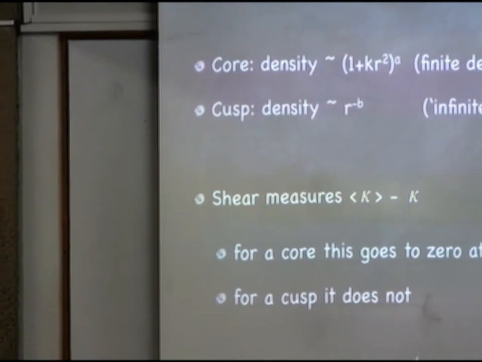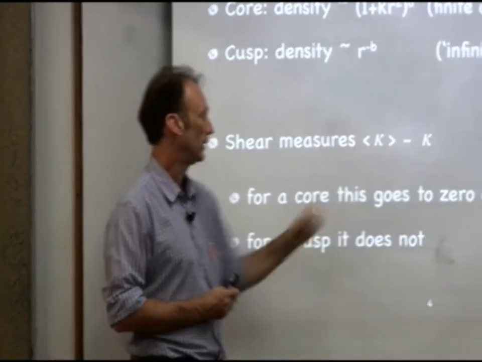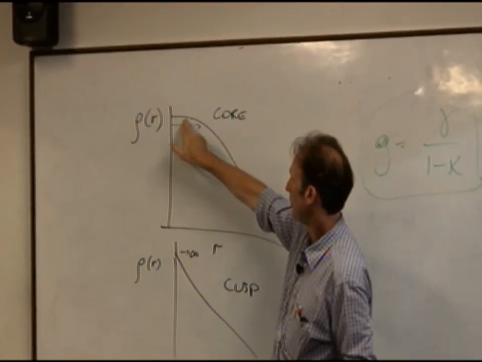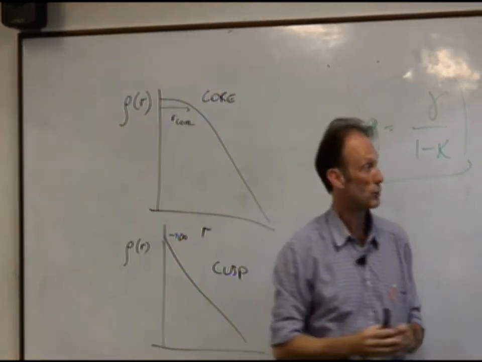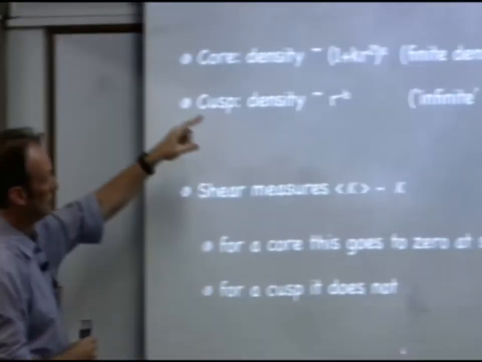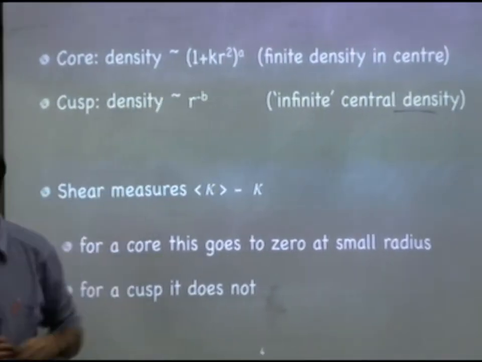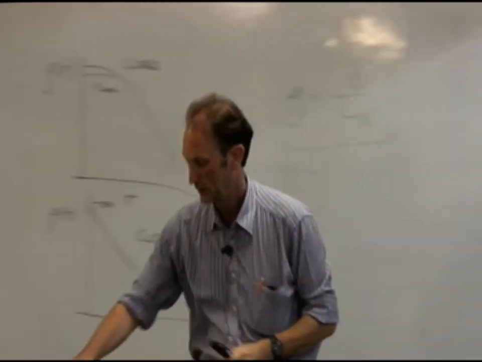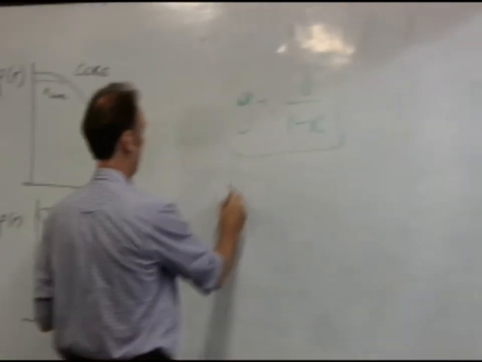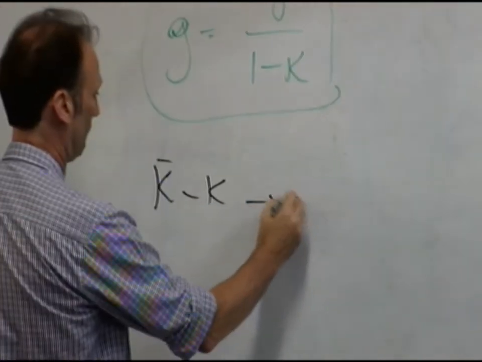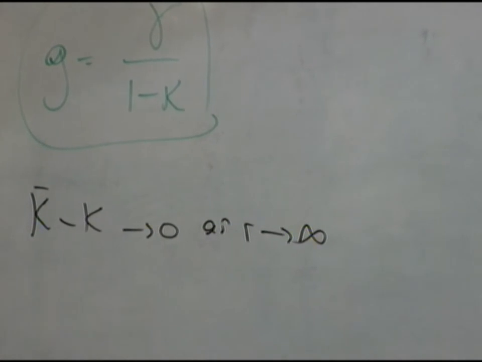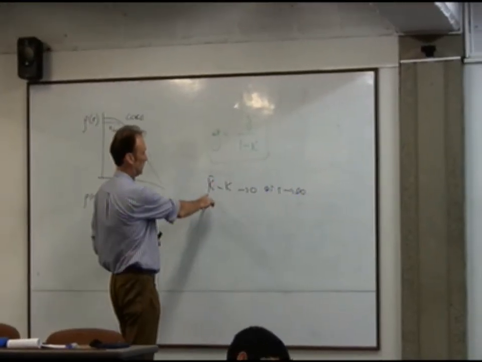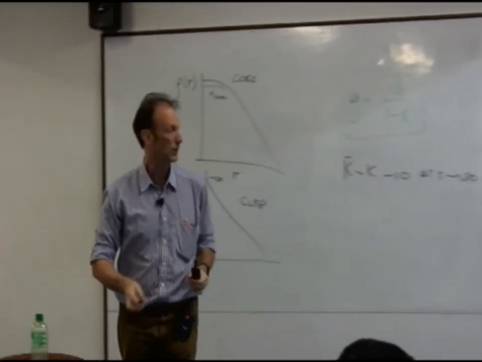Now the shear measures the average surface density minus the surface density at the radius. So if you have a core and you get quite far in, then kappa and the average kappa inside that radius are basically the same. So this shear is going to go to 0 as you go close to the middle in the case of a core profile. For a core profile, kappa bar minus kappa goes to 0 as r goes to 0. Whereas if you have a power law, then that doesn't happen. For a power law, this difference remains a power law.